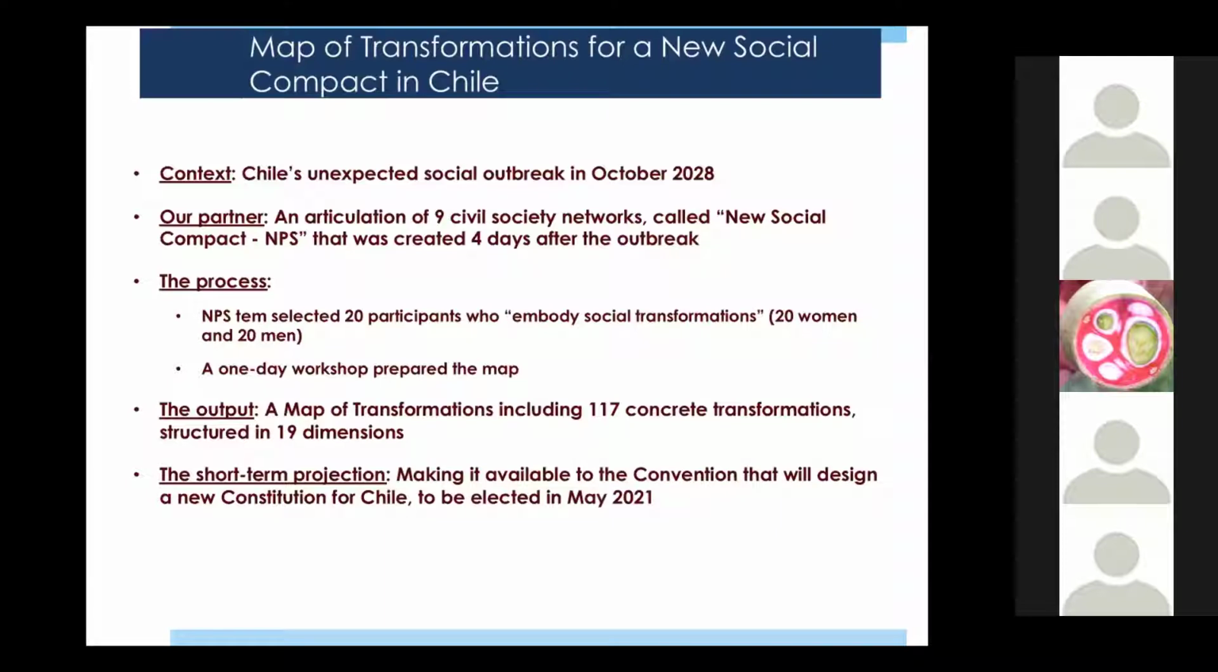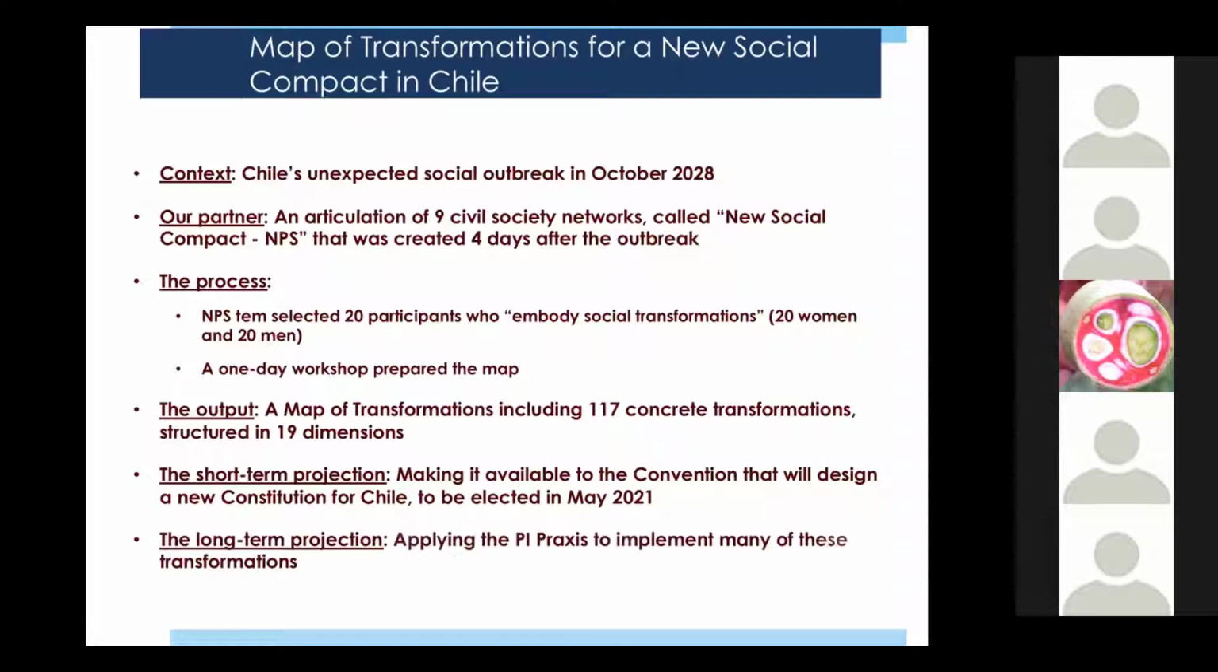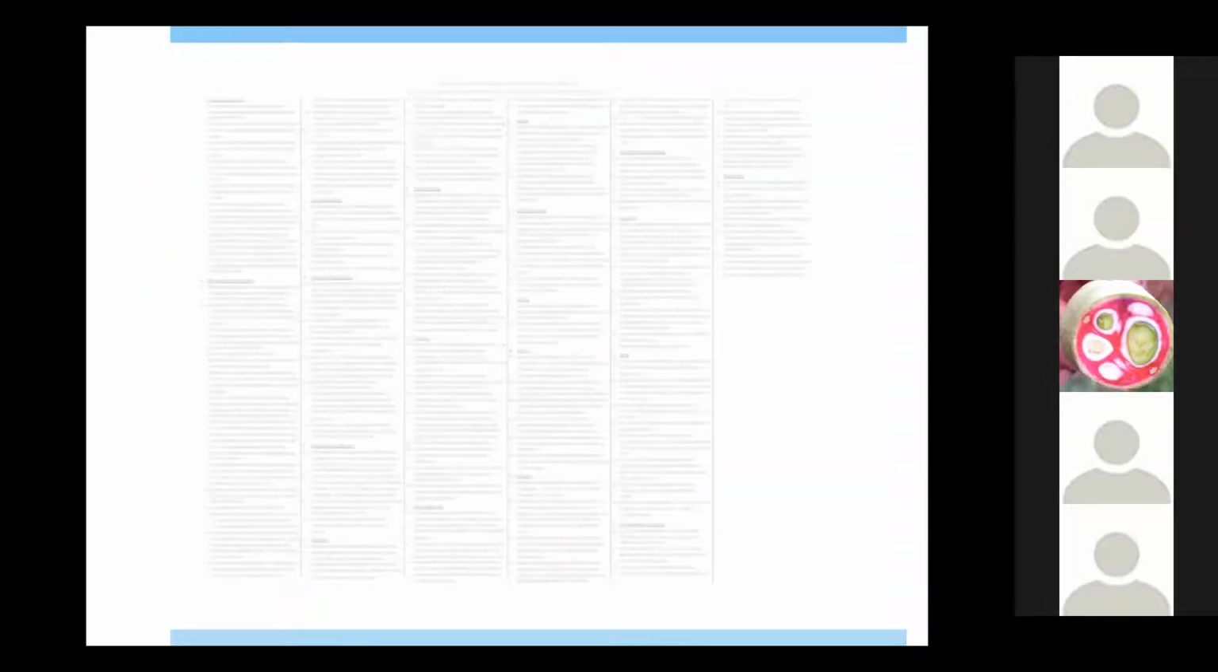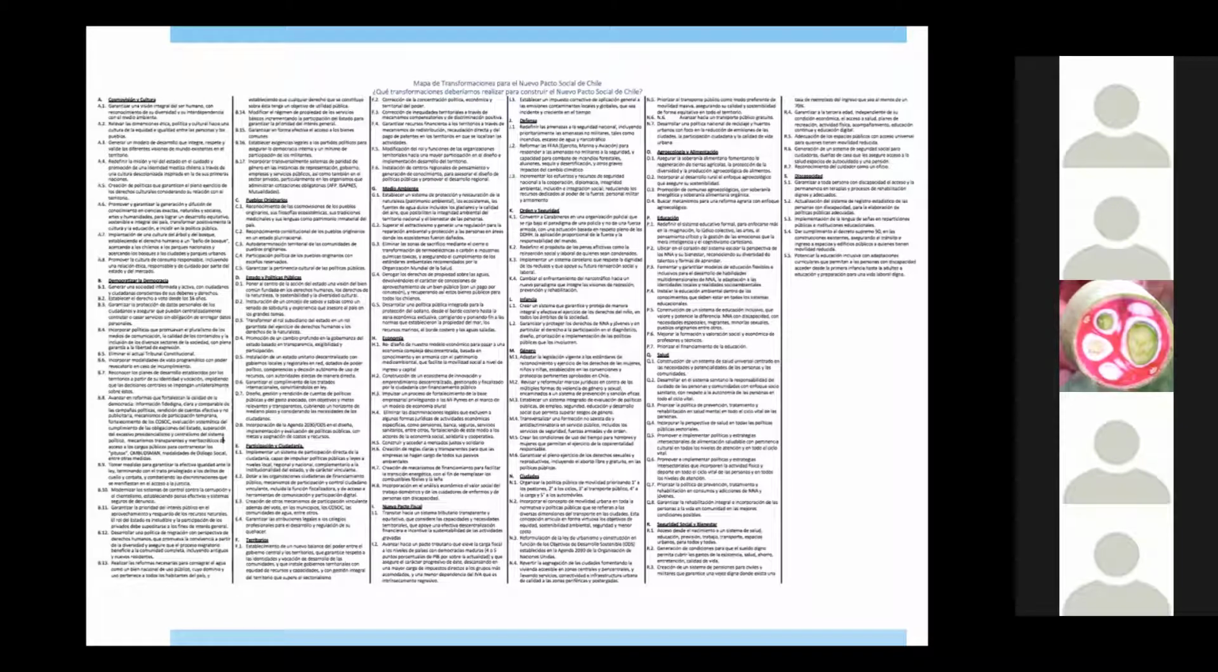The short-term projection: we expect to make this map available to the convention that will design a new constitution for Chile, which will be elected in a couple of weeks here. And the long-term projection: of course, we would like the PI praxis to be used for implementing many of these transformations. There you have the map. Of course, you cannot read it.